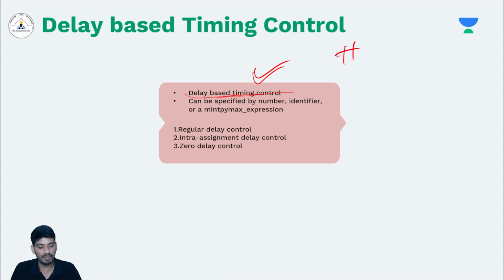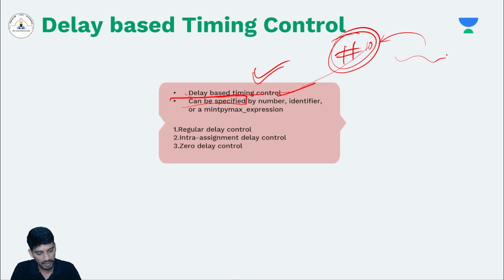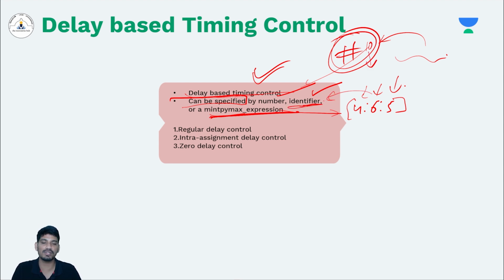Till now we are using this statement, right? Whatever expression is there, it will execute after the particular amount of time that you have specified. The time can be specified by using either a number, an identifier, or a min:typical:max expression. We have seen this in gate level modeling, where we wrote 4:6:5, minimum, typical and maximum. You can use either this for timing control, or simply a number, or an identifier. We'll see an example, then it will be very clear.